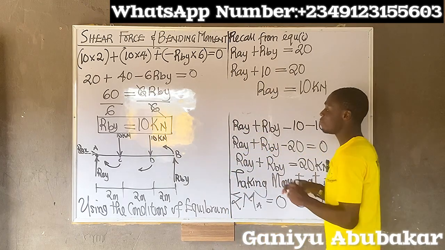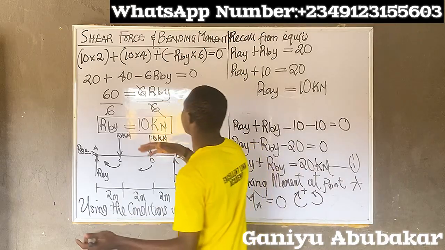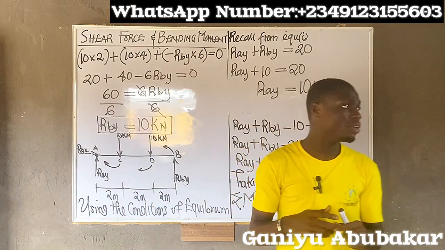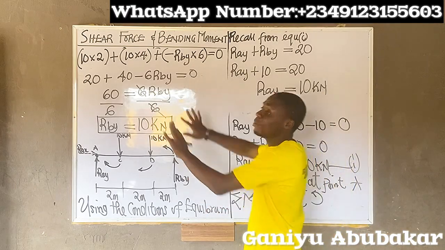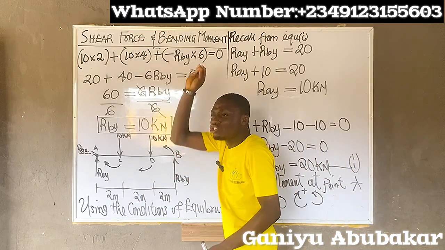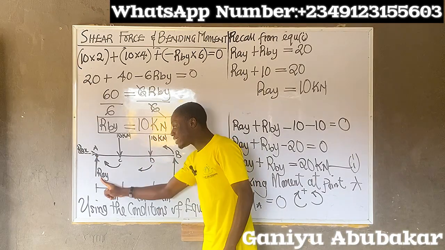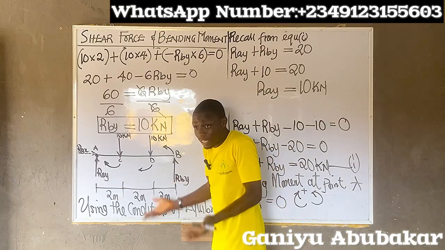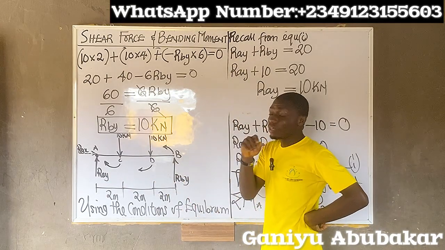I'm done looking for my reactions. The first priority when it comes to shear force and bending moment, get your reaction first. All right, so proceed. Now I'll clean the board, and I'll only draw back this diagram alone and put the answers inside. That is RA is 10, RB is 10.